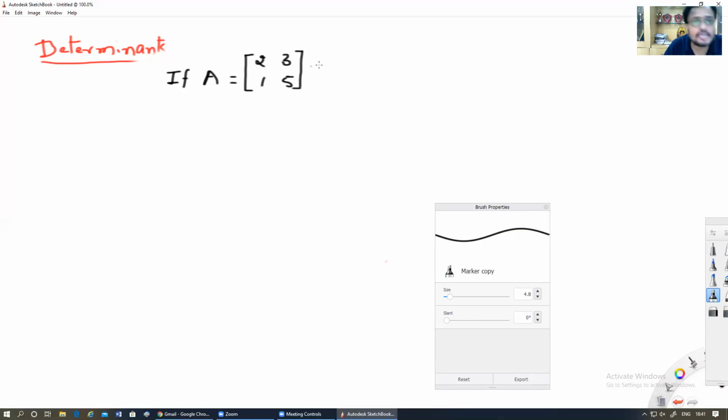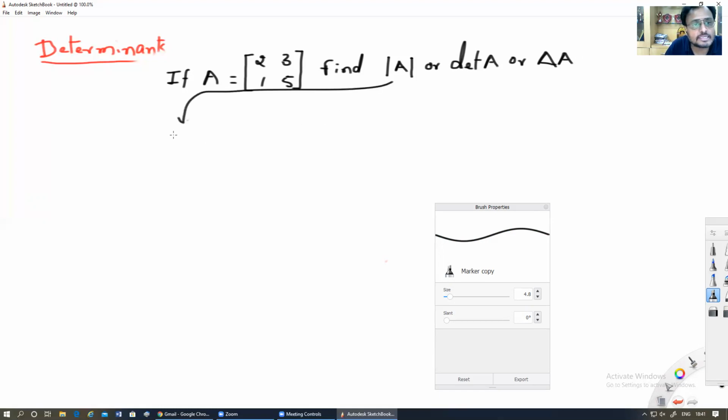So we have to find this matrix determinant. Determinant of A is written with two parallel lines. Sometimes it can be asked as det A, or simply delta A. So here, this is the second order determinant. Now what you have to find out here is the determinant of matrix A.